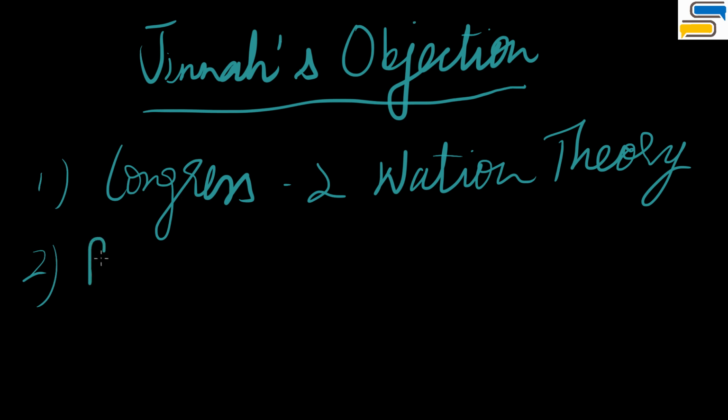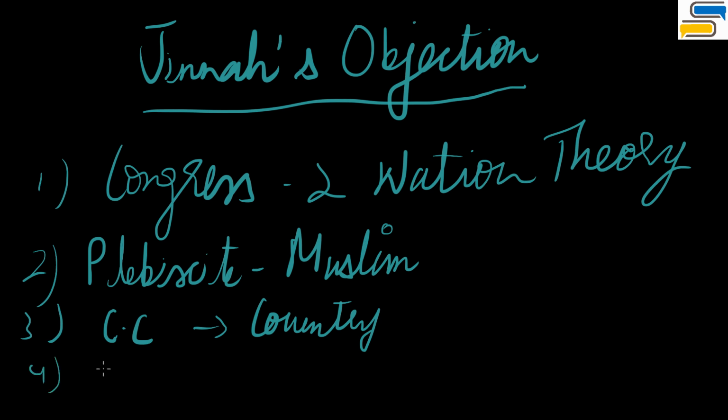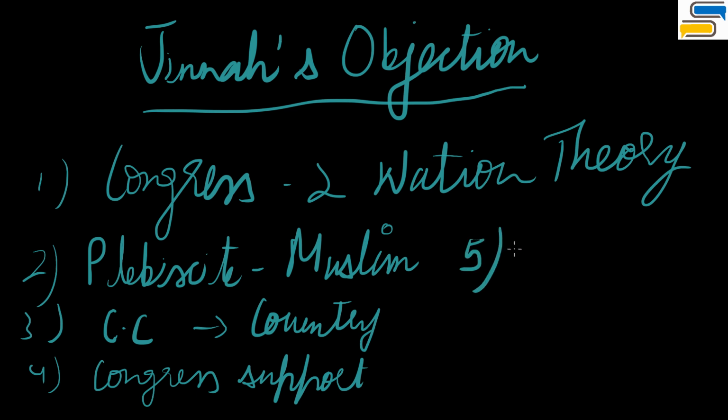Second, plebiscite. As I told you, in a plebiscite everyone will vote. What will Jinnah want? He will want to win the elections in the plebiscite. So he would want only the Muslims to vote. Number 3, the CR formula said that we will have a common center. Jinnah said, what common center? When the country is different, how can there be one center? Two countries mean two centers. Jinnah started saying that Congress should also support the CR formula, because he knew CR alone cannot do much without the support of the Congress.